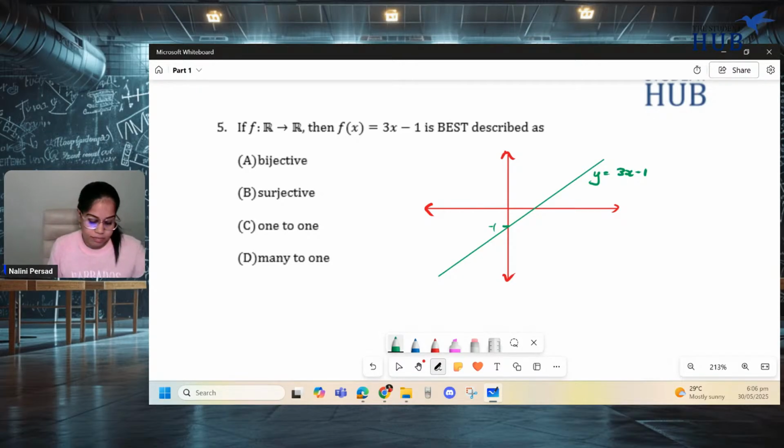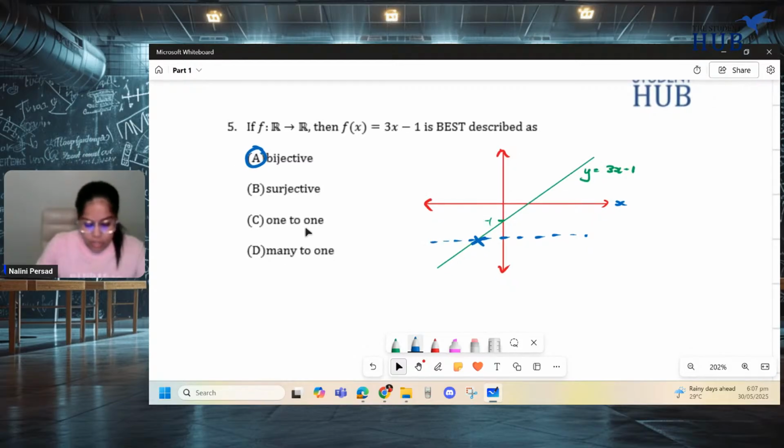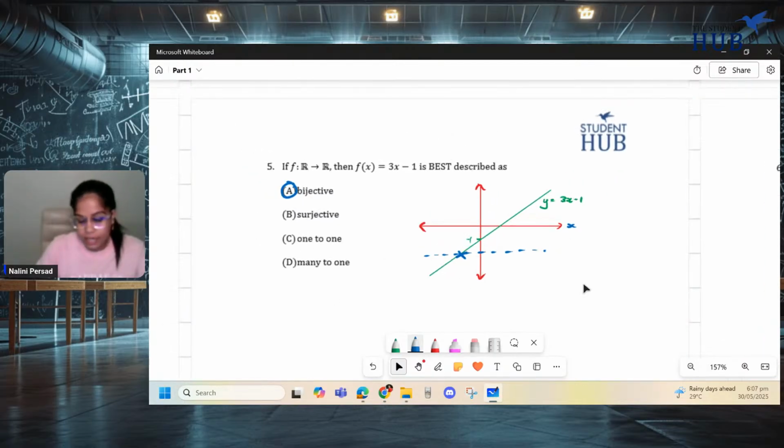Is the function bijective, surjective, one-to-one, many-to-one? Right? Bijective means that any horizontal line or any line that is parallel to the x-axis cuts the graph exactly once. Thinking about it, all straight lines are bijective. Now it is a one-to-one function, but we want the best described. Bijective means injective and surjective, right? So it's bijective. In fact, any straight line, it's bijective.